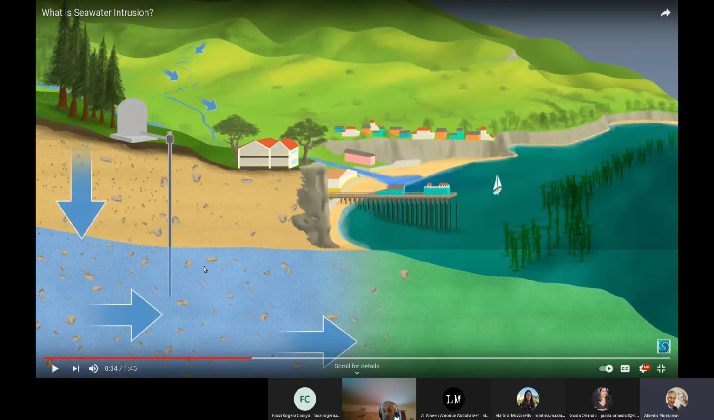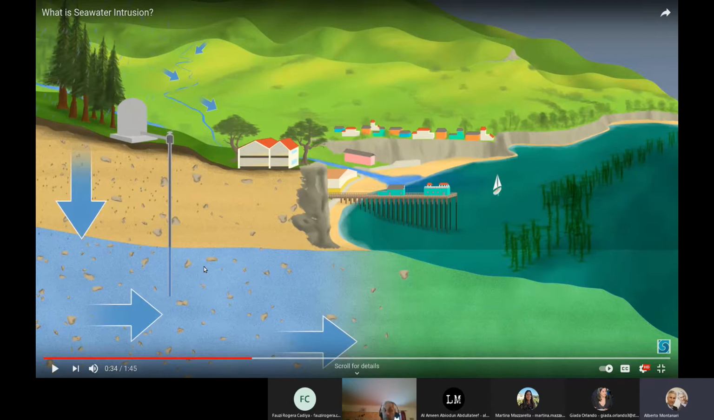In a natural situation, you see this figure is clarifying what happens. You have in the deep underground an interface between salt water and fresh water, and look at the shape of the interface. It is like a wedge. So you have an intrusion that is deeper in the deep underground, decreasing in proximity of the land surface.